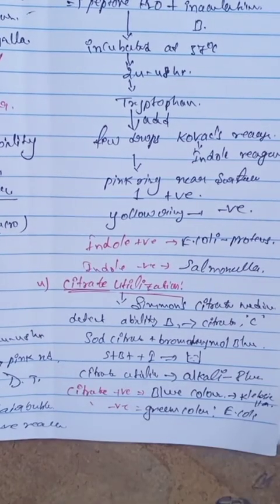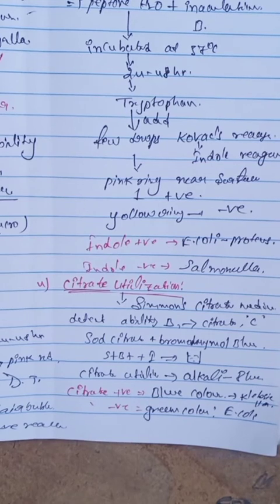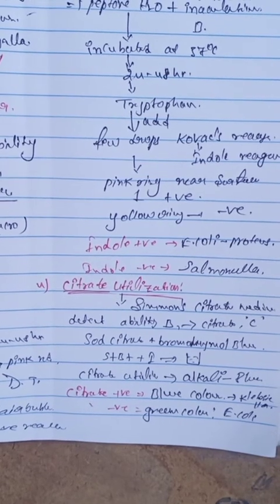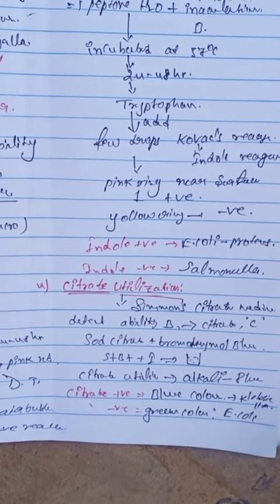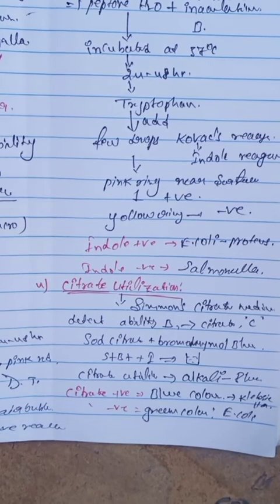This was our topic, biochemical tests for laboratory identification of bacteria: the oxidase test, the sugar fermentation test, the indole test, and the citrate utilization test. If you have any doubts from this topic, tomorrow we will discuss. Thank you.